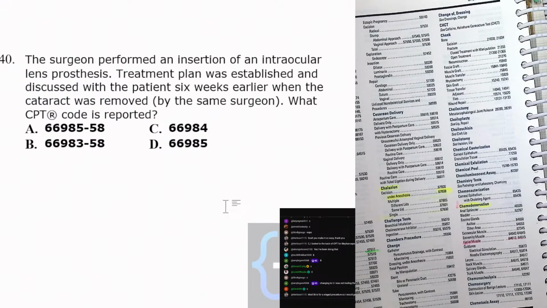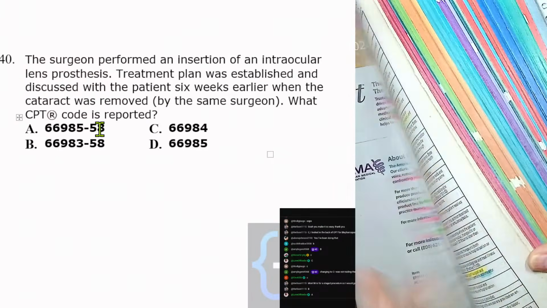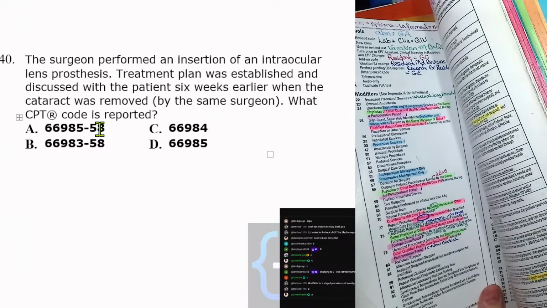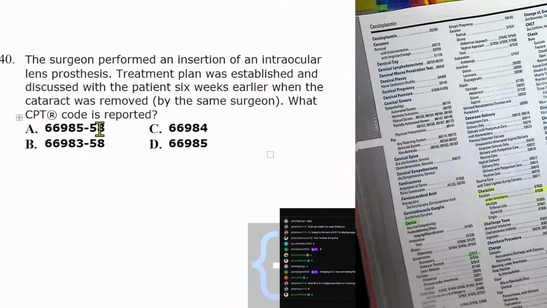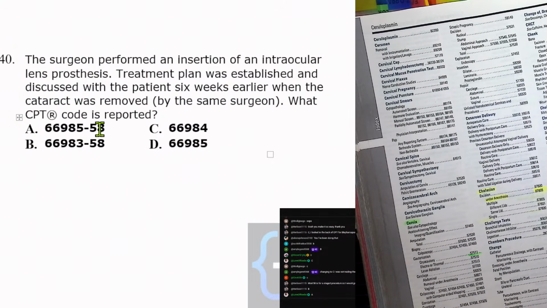What I see with this question is 2 of them have a modifier 58, and 2 of them do not have a modifier. What is our modifier? 58, that is staged procedure.